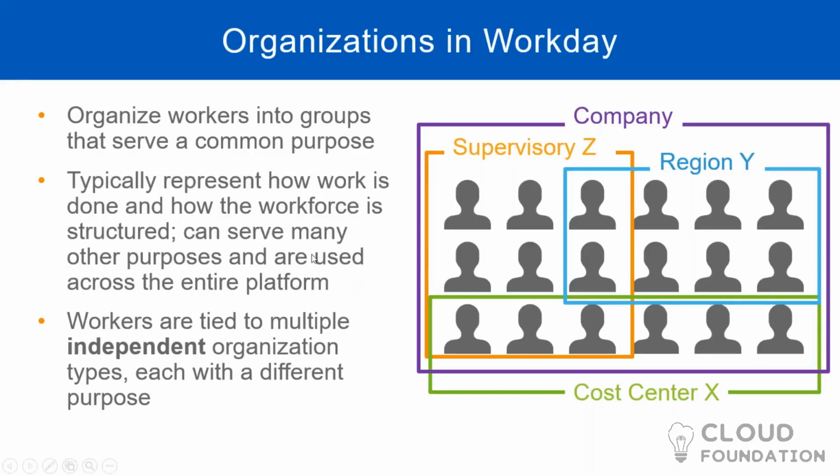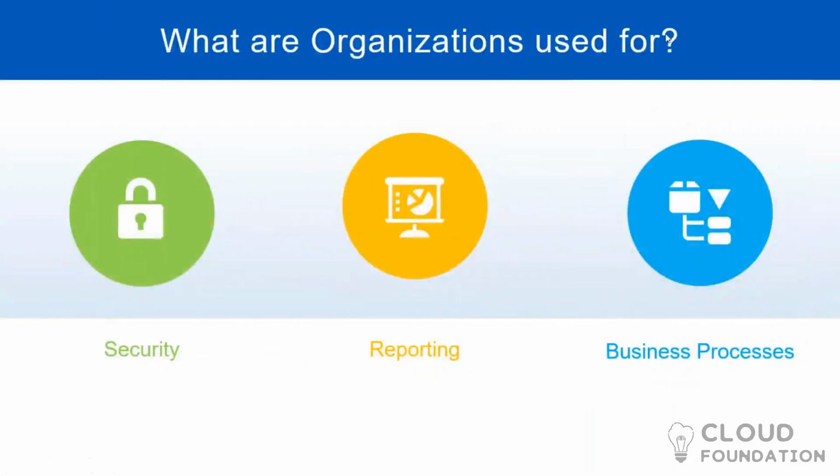So what are organizations used for? Organizations are important from a security standpoint. We will have managers assigned to a supervisory organization, or leaders, or roles that are assigned to an organization. That organization can be a supervisory organization, or some other type of organization as well. It can be a location, like we have location leaders, who are concerned about whatever happens in that particular location.